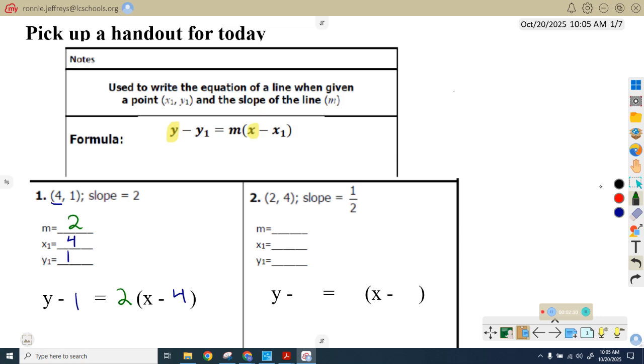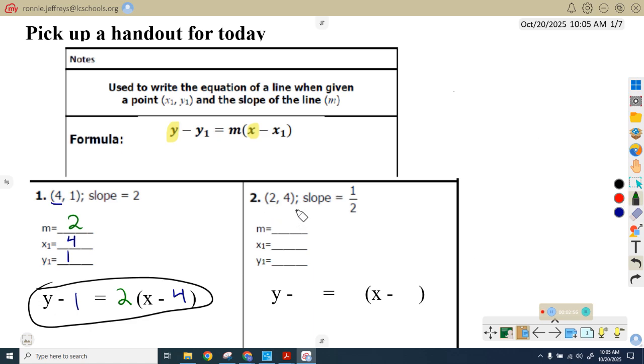Okay? That's why paying attention and looking at requirements matters. We're writing it in point slope form. Now, we will use point slope form to do something else later. But at this point in time, this is it. So yes, it's pretty easy. Pretty simplistic. Some of y'all should really get it. Okay? All right.